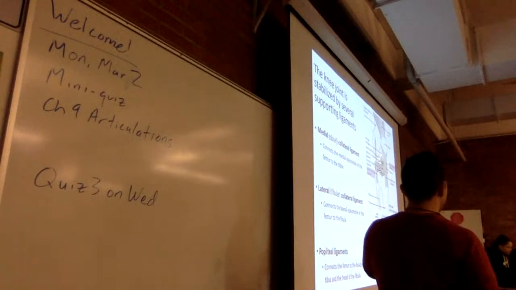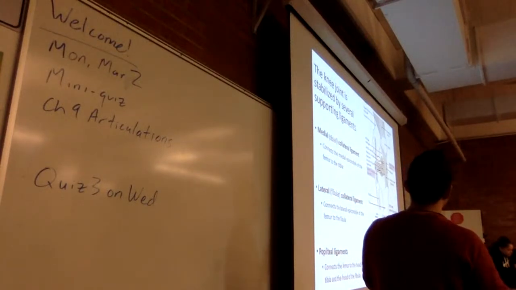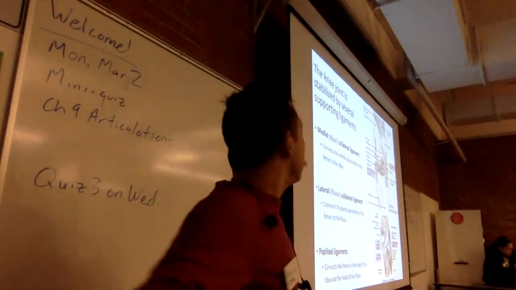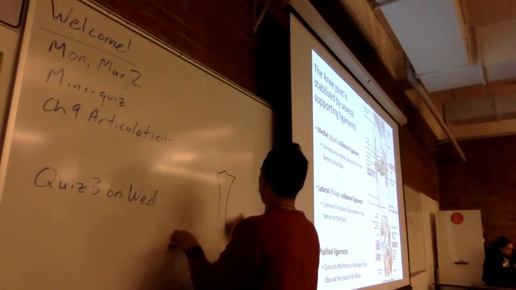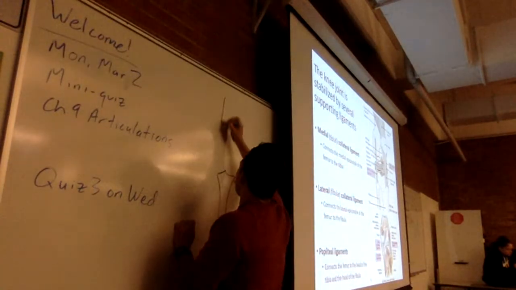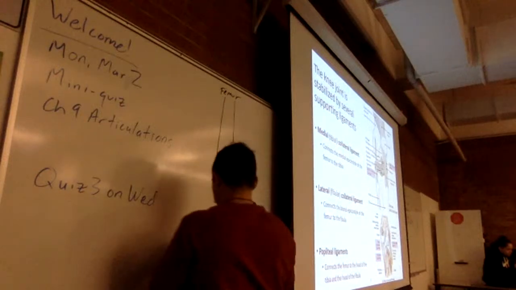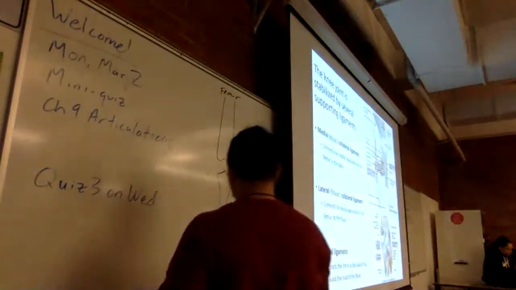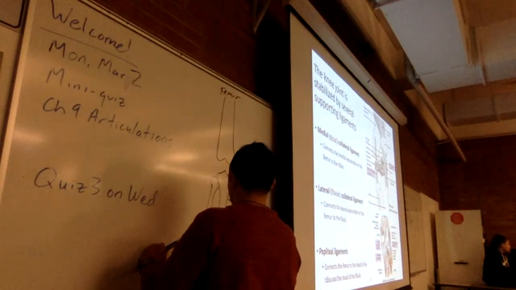So there are 1, 2, 3, 4. There are 7 ligaments that I want you to know. 7 ligaments. Okay. If this is your tibia, and this is your femur, you've got 2 ligaments on either side. Let's assume that we're looking at the right knee. So fibula is here.